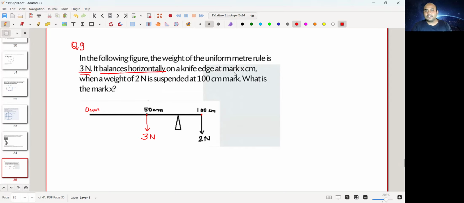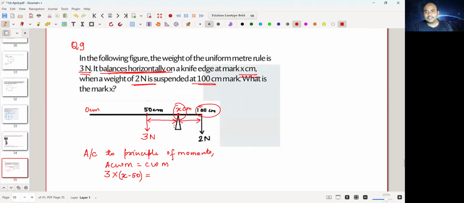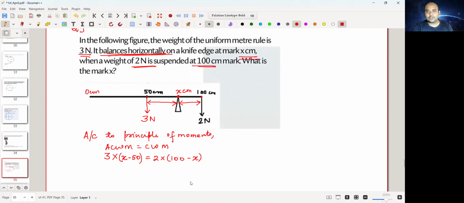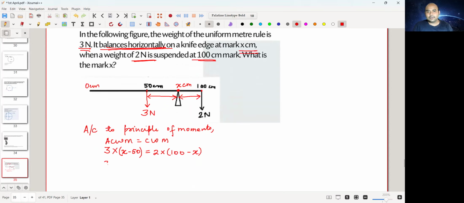Now we will equate it with clockwise moment on the right side. So clockwise moment is due to this 2 Newton force, which is acting at a distance of 100 minus X centimeter. Are you getting why 100 minus X? Because here you have 100 centimeter mark, here you have the X centimeter mark at the pivot. So this distance is 100 minus X. So 2 multiplied with 100 minus X. Now very simple to solve. It is just a simple equation.